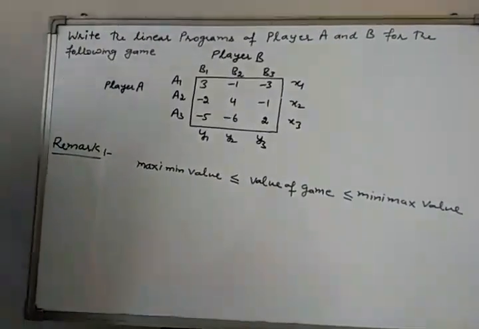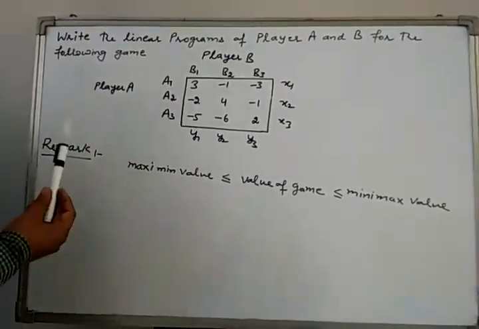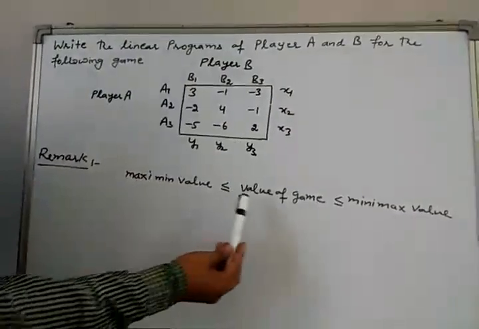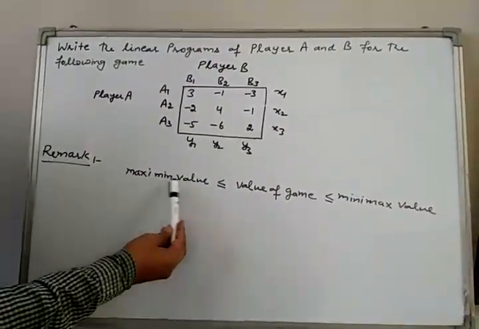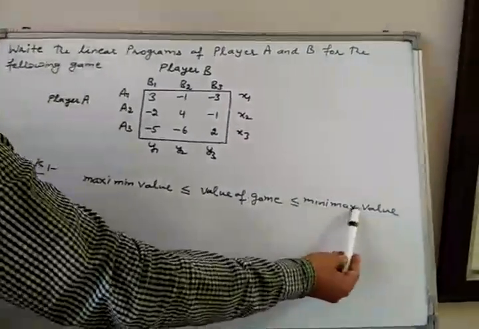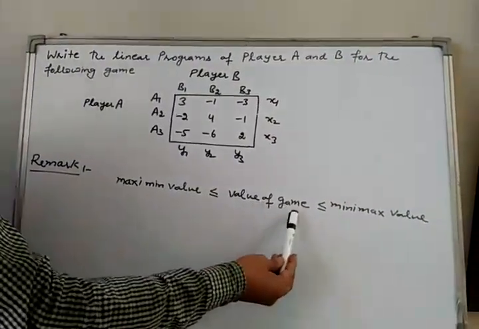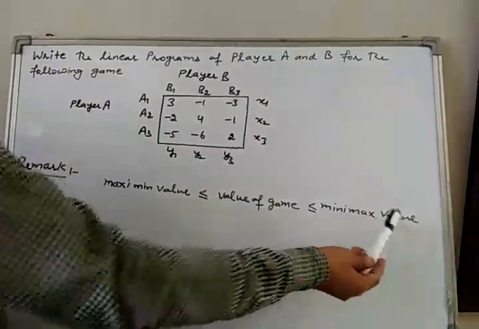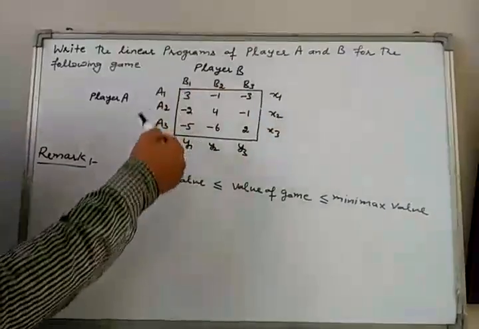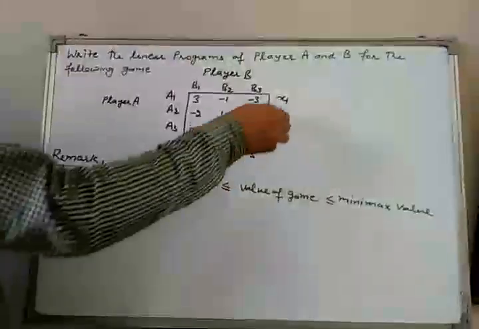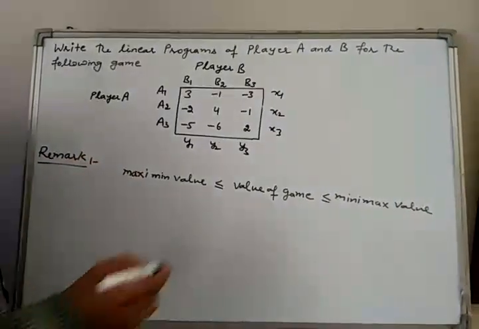Sometimes it can be asked to find the range of the value of the game. Then one important remark is that the value of the game always lies between the maximin value and the minimax value. That is, maximin value is less than or equal to the value of the game, less than or equal to the minimax value. Now say we find the range of the value of the game for this problem, then first we find the minimax value.